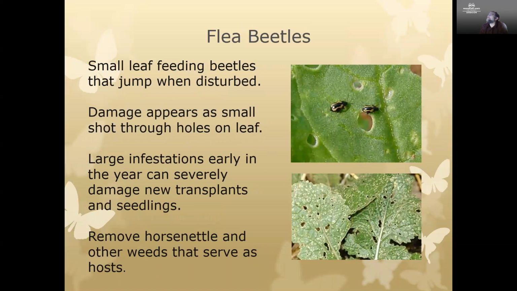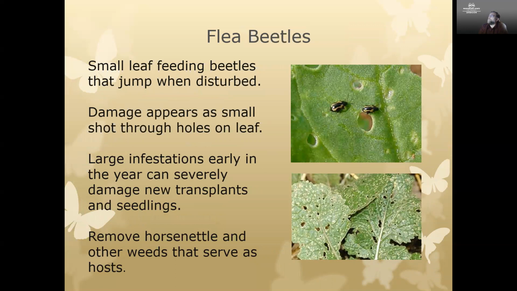Now, when we talk about beetles, there are several different beetles that can be potentially damaging, particularly to our vegetable crops. I'm going to start off talking about flea beetles. These are a relatively small insect, around 1/4 of an inch or smaller, and they're very easy to distinguish because they're called flea beetles because they do actually jump when they're disturbed.